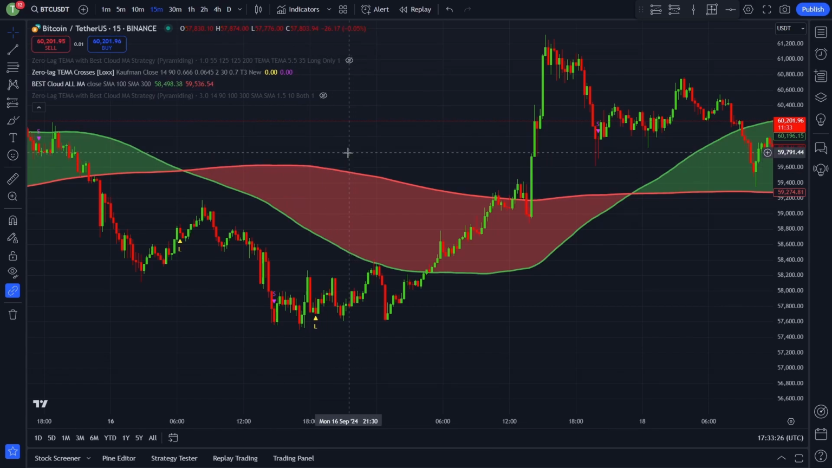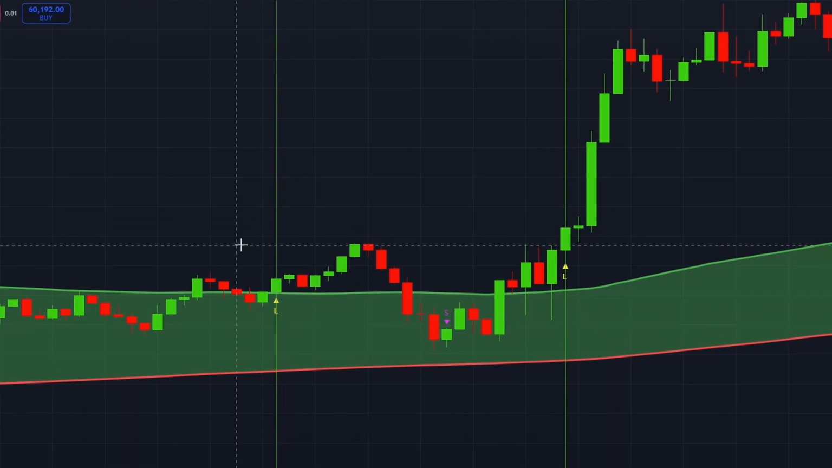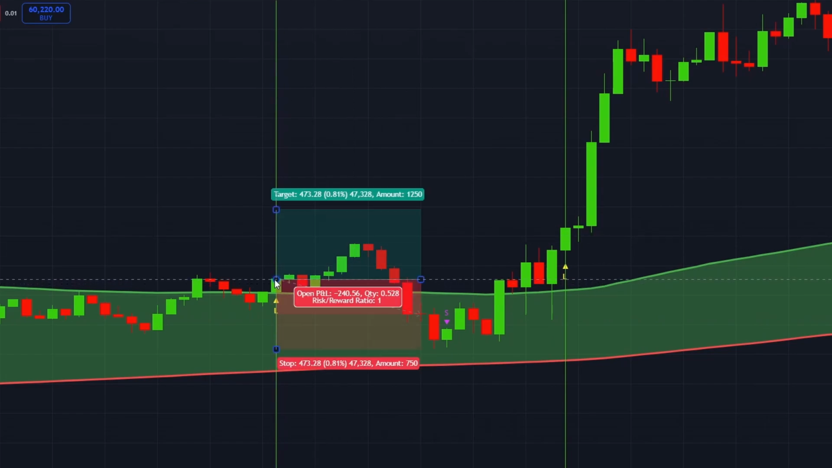So now let's take a look at a long and a short example, as this is a long and short strategy. Here we have two valid long entry signals. For a valid long entry, the cloud needs to be green, which means that the 100 length SMA is above the 300 length SMA. Second, the candle needs to close above the cloud. And third, we need a long entry signal from the 0 lag. That is printed right here. So all of the conditions are met for a valid long entry, we can enter into a long position.